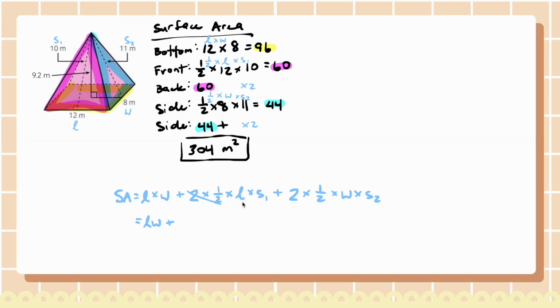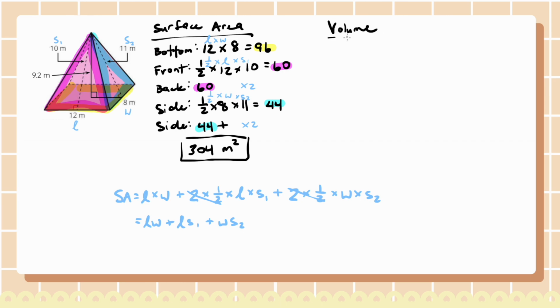And all I'm left with is L times S1. So I'm just going to write exactly that. L times S1 plus, again, this cancels out, and all we're left with is W times S2. W, S2. And there's our simplified formula for the surface area of a rectangular pyramid.